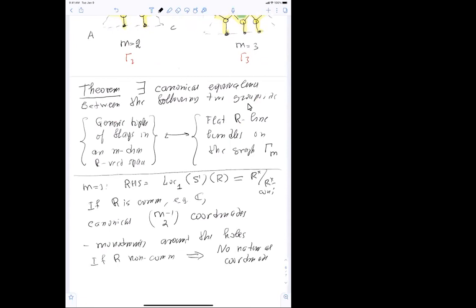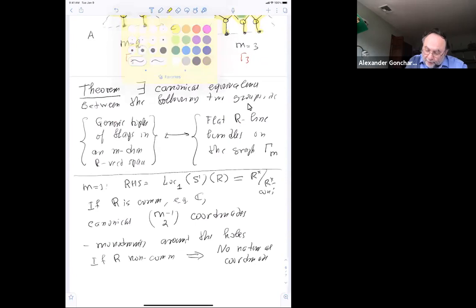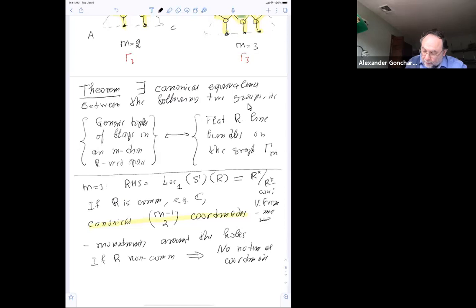So those coordinates which you see in the commutative case, these canonical coordinates, that's exactly the one which we considered with Volodya-Fock long ago. But saying again, the main lesson is that in the non-commutative case, there are no coordinates. So we have to change the language in which we talk about this kind of things.